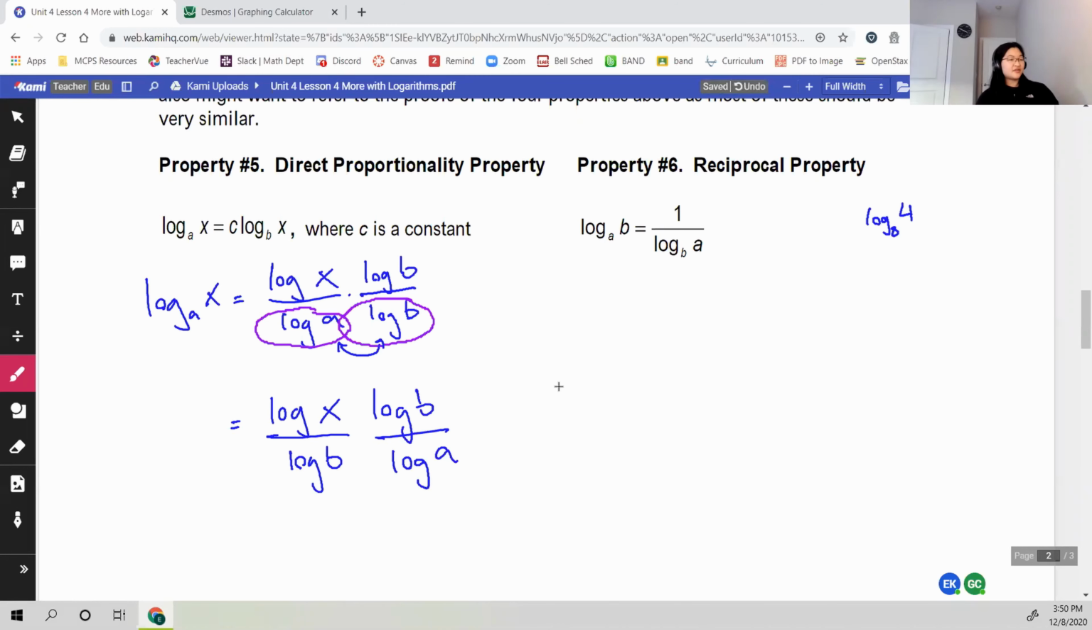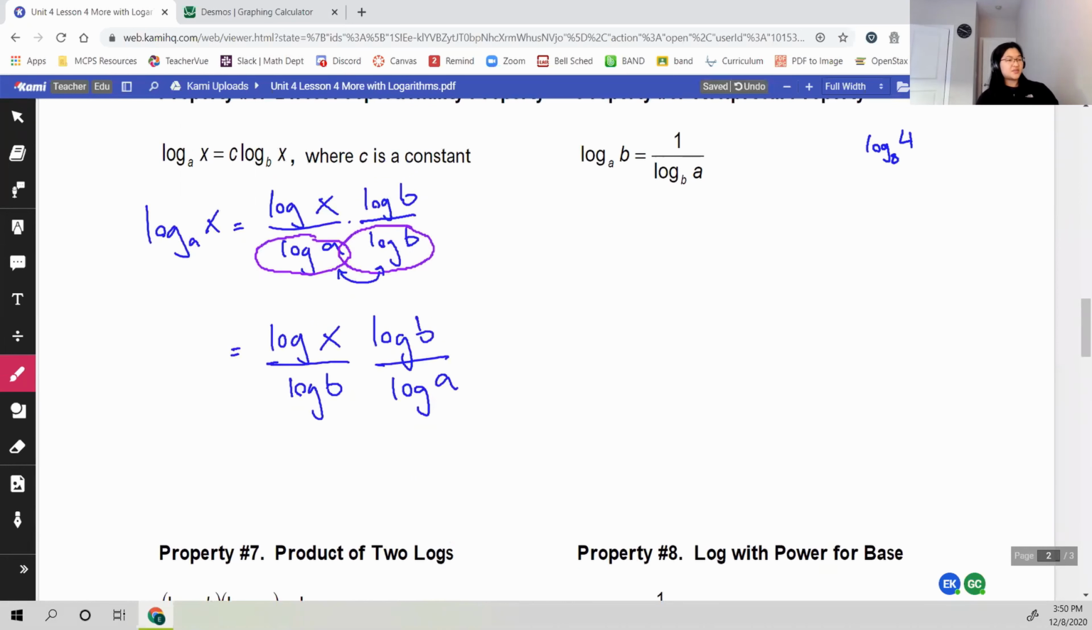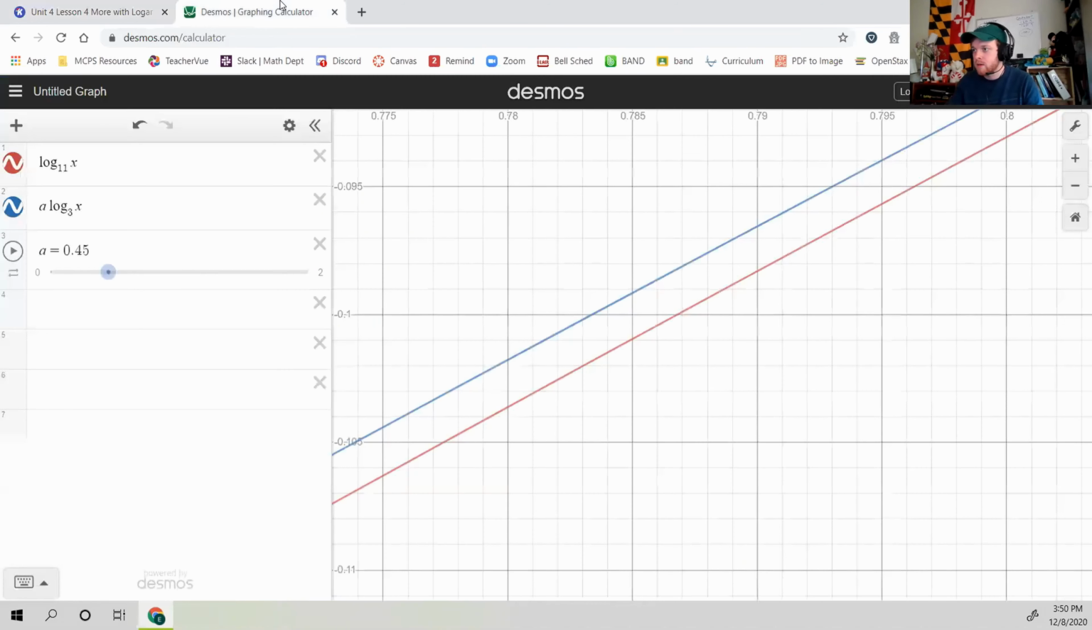So now on the left, what we have is log base b of x. And on the right, we have a number. And the number is log base a of b. Wait, so log base a of b. Let's go back to our Desmos. Log base a of b. So if I want to turn log base 3 into log base 11, then I believe I'm going to have log base 3 of 11.